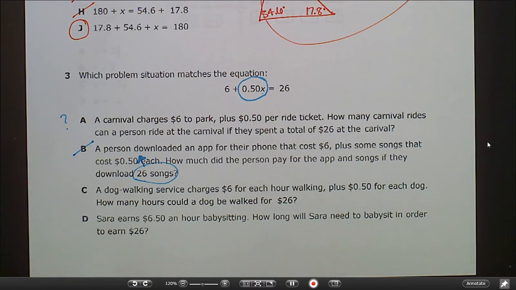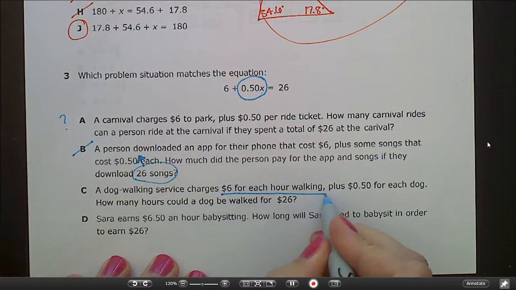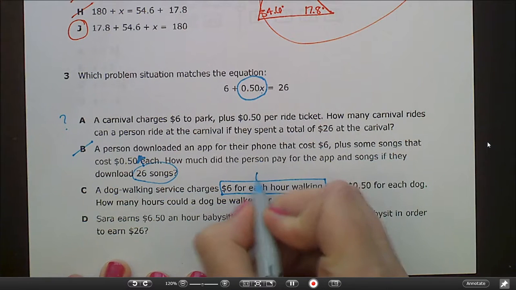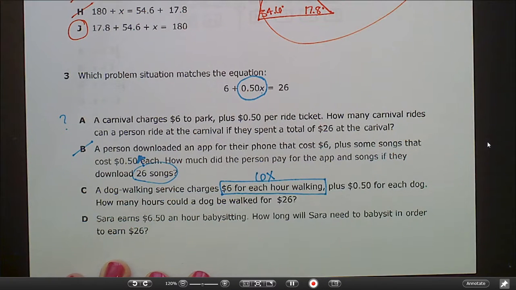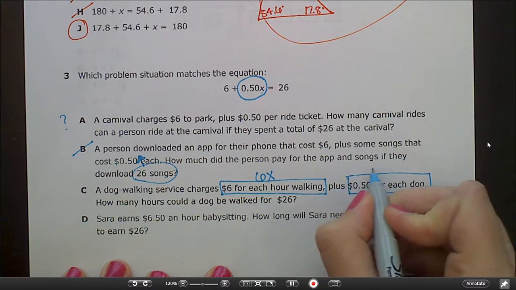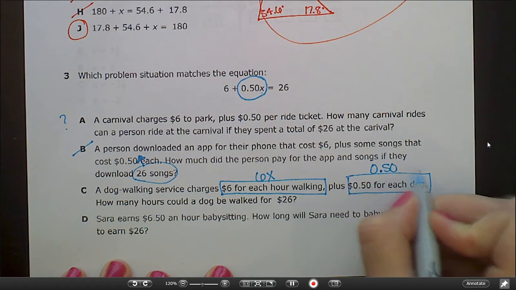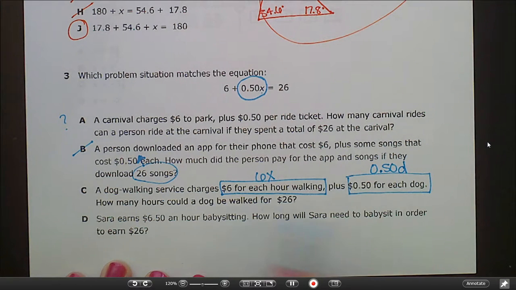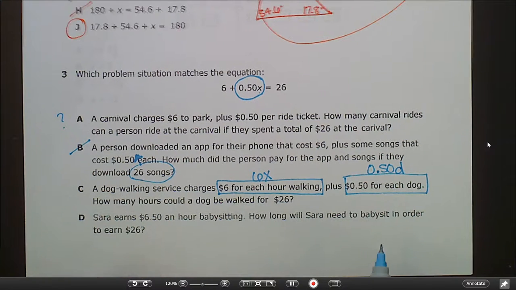Letter C says a dog walking service charges $6 for each hour walking. I can go ahead just from that because this would need to be 6x, and then 50 cents for each dog would be like 50 cents times some other letter, D for dog. So here we would have 2 variables because we don't know how many dogs or how many hours. So let's get rid of C.